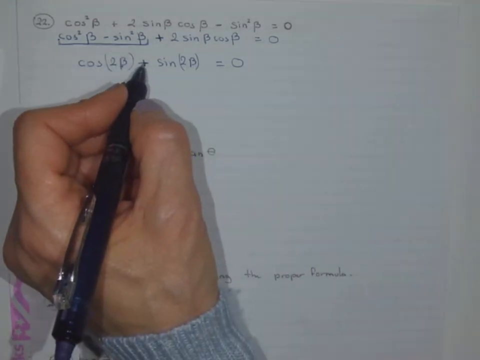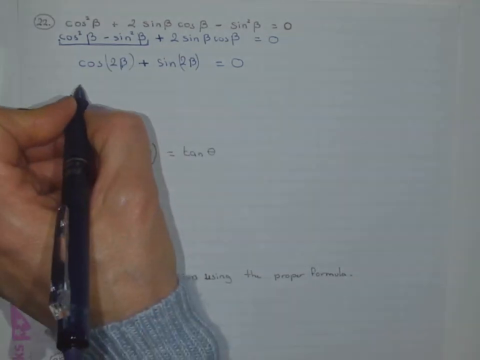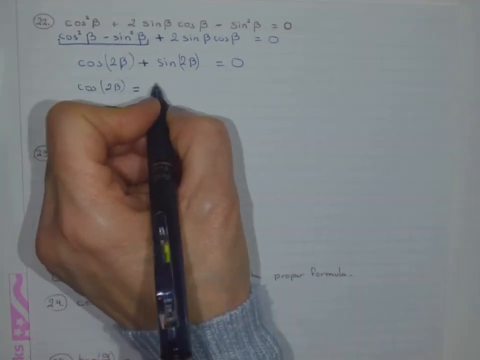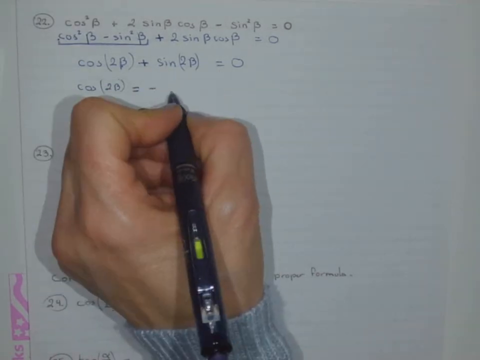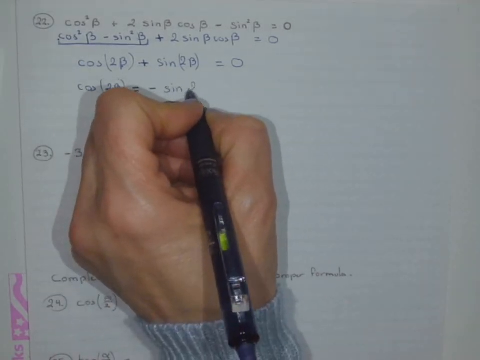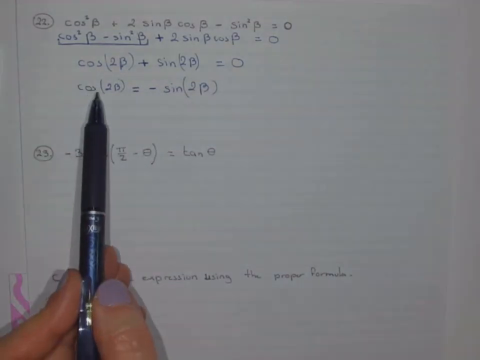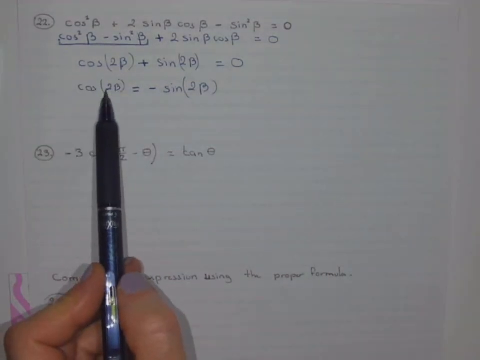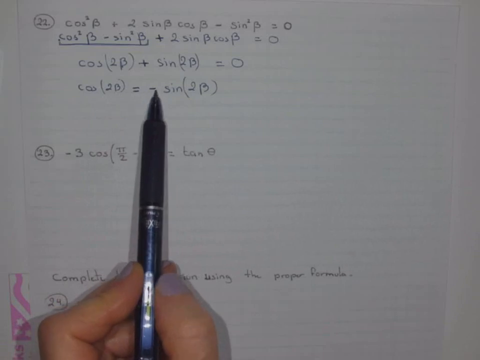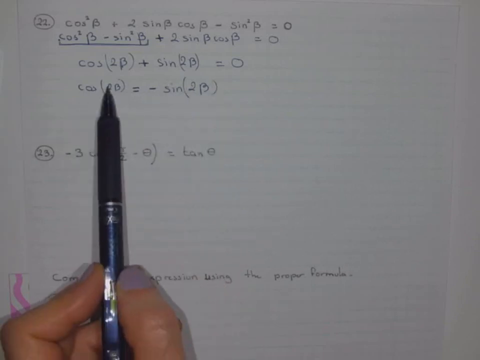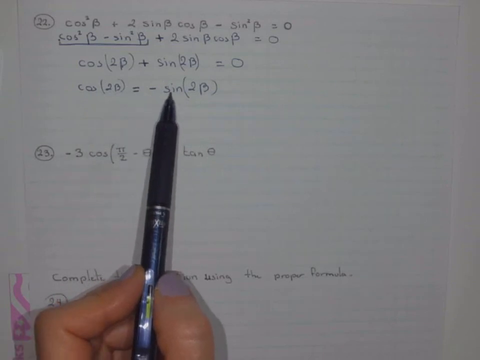I'm going to actually go ahead and move that across the equal sign. So I'm going to have a cosine 2 beta equals, and then subtract that from both sides, becomes negative sine 2 beta. And the only reason I wanted to do that is because now I have a cosine of something that's equal to the opposite of the sine of that same angle, right? A cosine of an angle equal to the opposite of the sine of that angle.